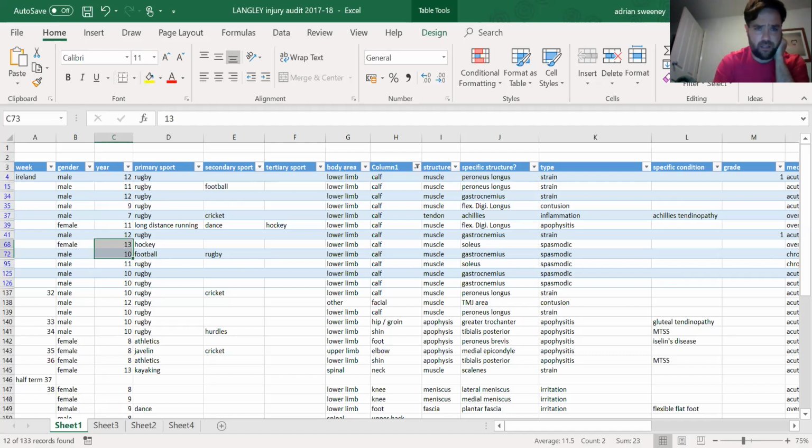So when we came down and we looked at these calf injuries a little bit more, we'd say, well, what type of injuries were they? So in that raw data, what we could demonstrate is that there was spasmodic and a strain.